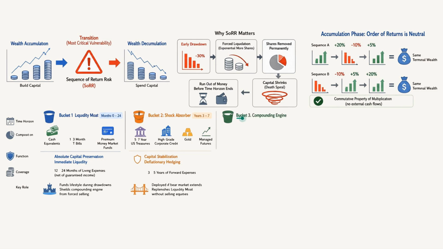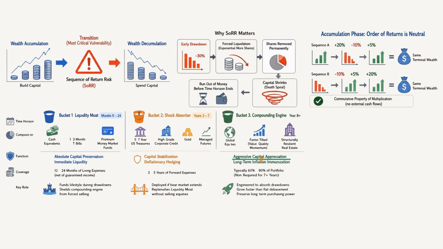Finally, we have bucket 3, the compounding engine, for money you won't touch until year 8 and beyond. Composed mostly of global equities, its job is aggressive capital appreciation to beat inflation. Because its timeline is so long, it has infinite duration and can safely absorb standard market haircuts.